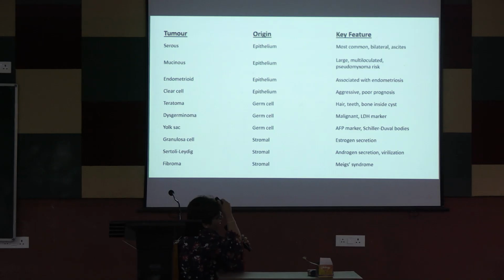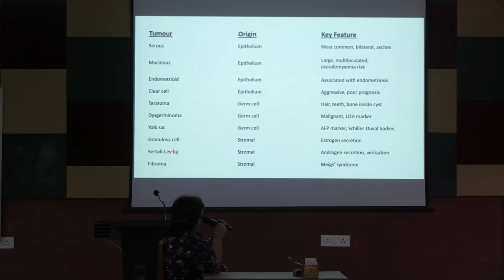So, this is in a chart form. Serous tumors arise from the epithelium, mucinous from the epithelium, endometrioid from the epithelium, clear cell from the epithelium. Teratoma, dysgerminoma, yolk sac from the germ cells. Granulosa, Sertoli-Leydig cell, fibroma from the stromal cells.